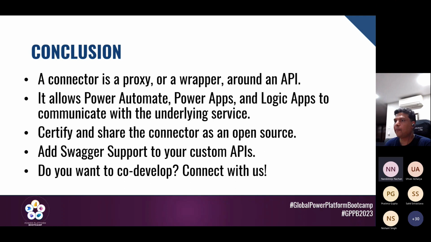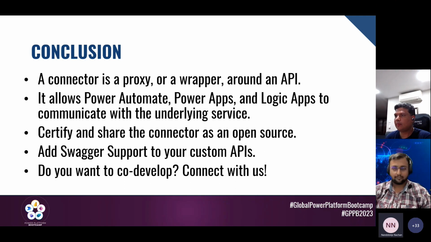Okay, so the conclusion for this session is that a connector is nothing but a proxy or a wrapper around the API, which allows Power Automate, Power Apps, and Logic Apps to communicate with the underlying service that you have got. So simply certify and share this connector as open source for the benefit of everyone. Whenever you are developing any custom APIs, don't forget to add Swagger support so that you don't need to do complex documentation, and it will be easy for consumers to consume your APIs. And if you are looking for any opportunity to co-develop, connect with us. We will be more than happy to develop any custom connector with you.